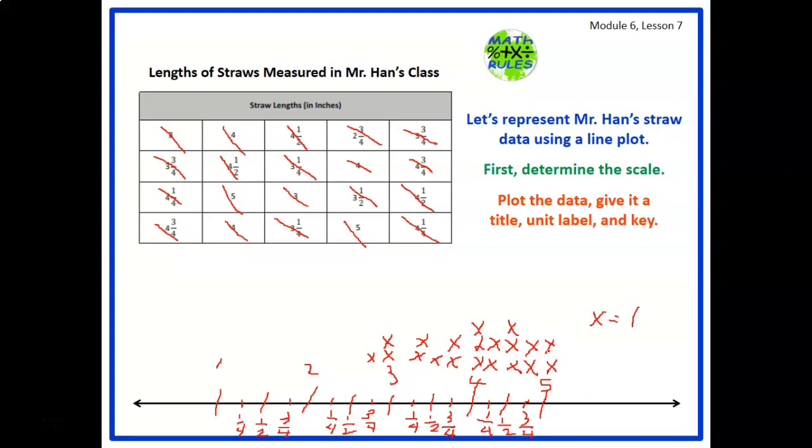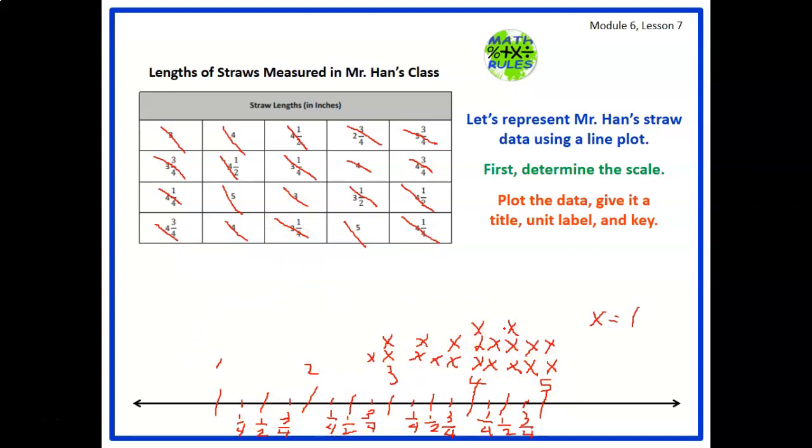All right, so it said first determine the scale. We did that. We plotted the data, give it a title, unit label, and key. Okay, well, here's our unit label and key. And now we've got to give it a title. Well, what would the title be? Here they used straw lengths in inches, which works for this table here. But what are we measuring here?